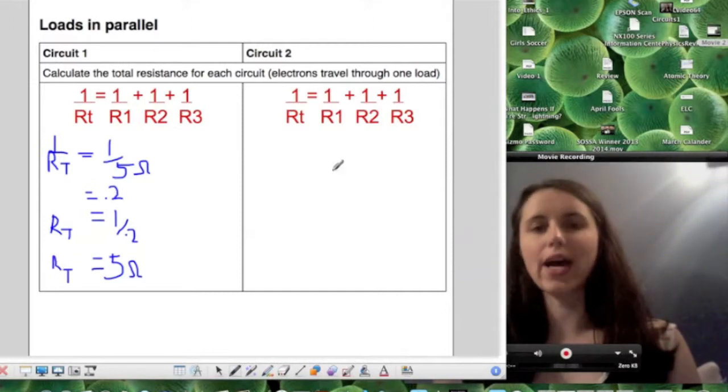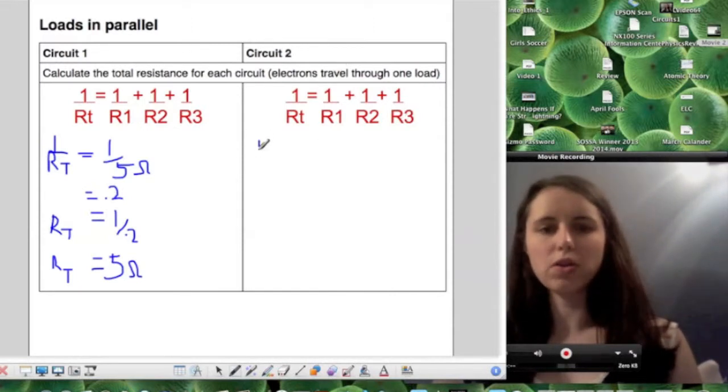How many loads do I have? I have 1, 2, 3 loads, right? So I have to use this full equation in this case, right? So we know that we have 1 over RT is going to be equal to, what's the resistance of my first load? 5. So 1 over 5 plus 1 over 5 plus 1 over 5, right?